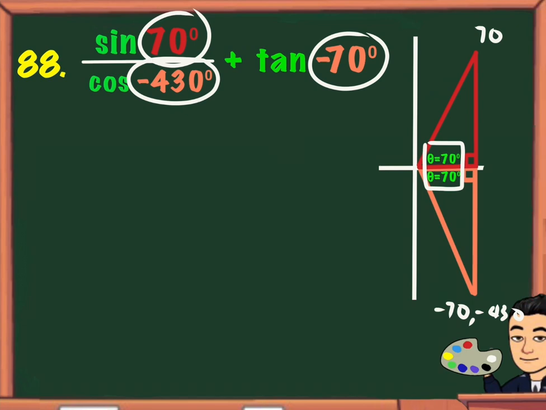So for sine 70 degrees, we can write y over r, and then cosine negative 430 is going to be x, and plus tangent negative 70 is going to be negative y over x. Your expression is simplified to 0.